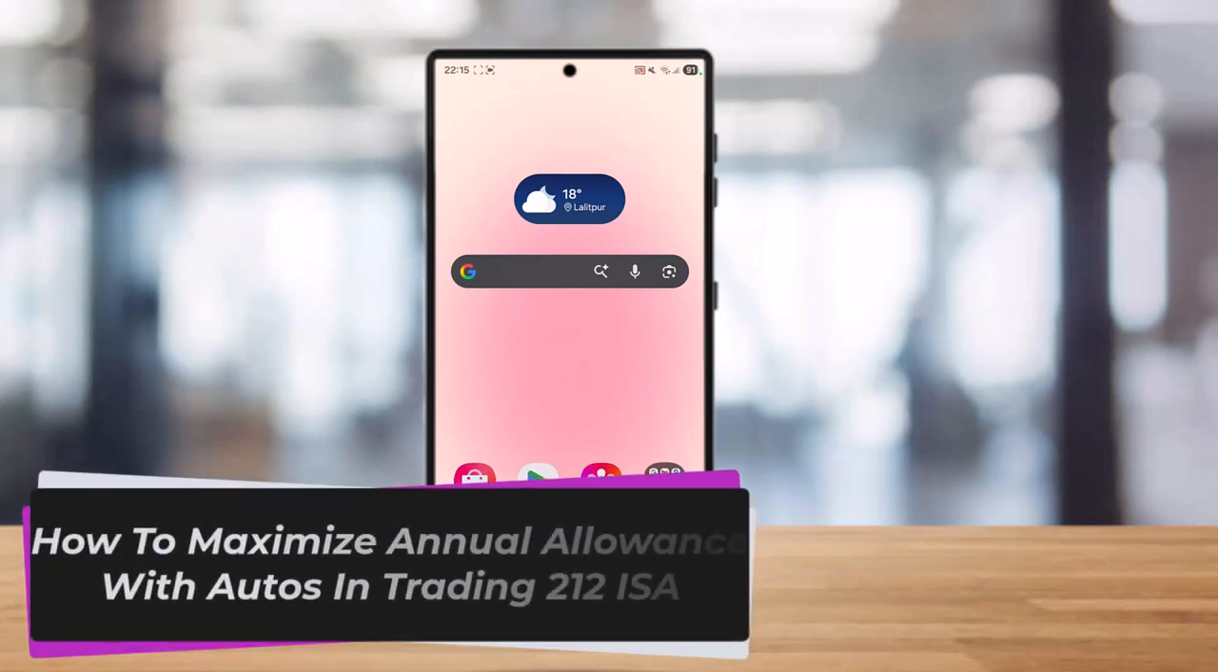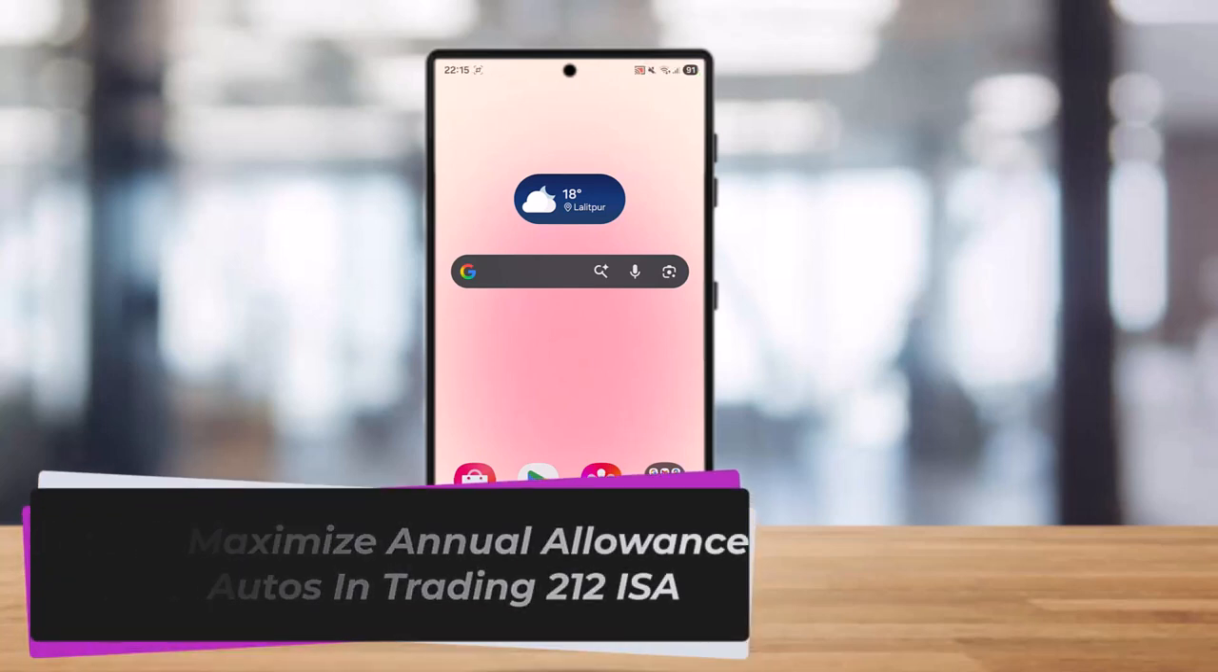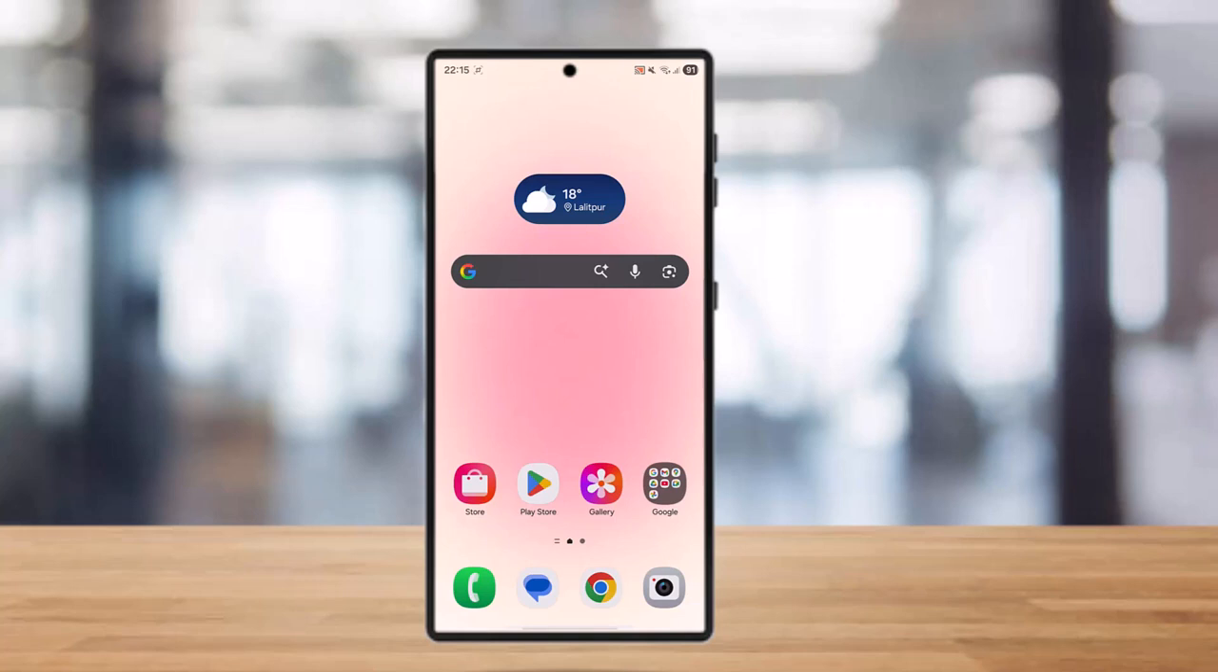So today in this video we are going to discuss how to maximize annual allowance with autoinvest in Trading 212 ISA. So without wasting much of our time, let's get straight into the video.